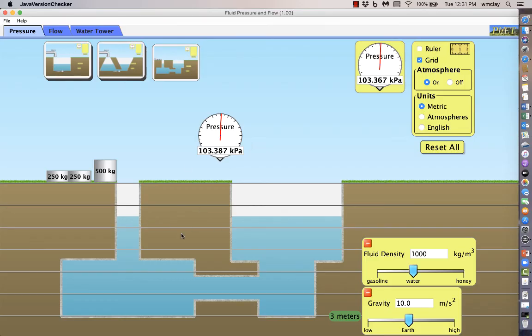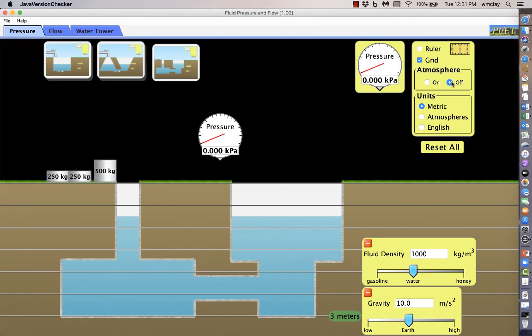If we take a look at these two water tanks here, which have very, very different shapes, and for the moment, let's just turn the atmosphere off to make this look a little easier. So if I go to the pressure at this line right here, it's about 12.5 kilopascals. If I come over here, it's also 12.5 kilopascals.